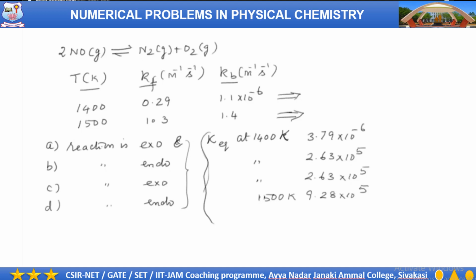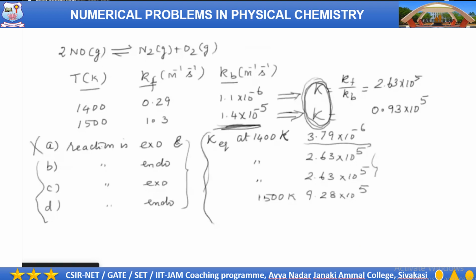What is the K equation? Equilibrium constant K is given by KF by KB. K is equal to KF by KB, that is the equation we have seen. But what is the value? Find out whether it's endothermic or exothermic. That can be easily seen from comparing the value of equilibrium constant K at two different temperatures.